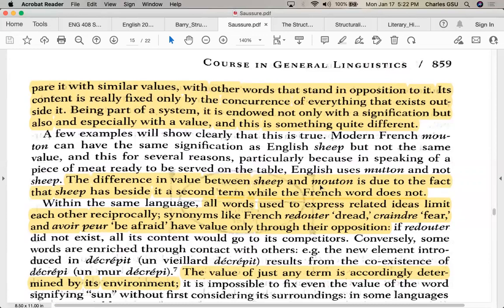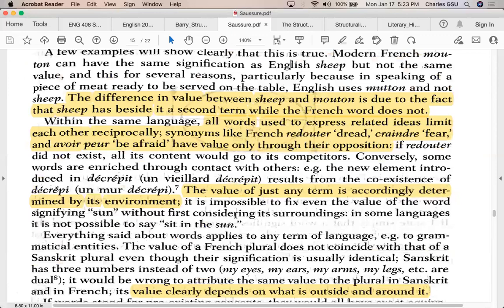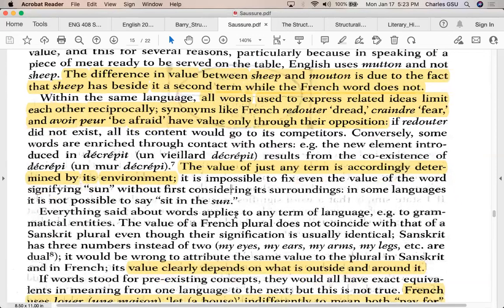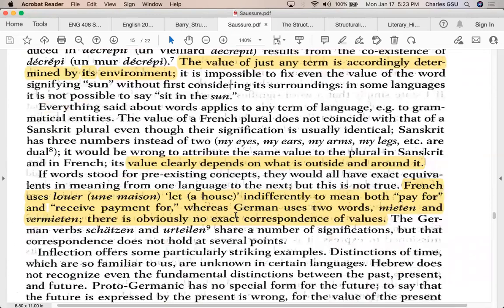Spelled differently than mutton. In other words, in English, we have the word sheep and we have the word lamb and we have mutton, but in French, there's only one word, right? So he's saying here the difference in value between sheep and mutton is due to the fact that sheep has beside it a second term that is mutton over here in English, while the French word does not. So that's value, right? And signification or meaning comes from the sign signified and signified together. So kind of, I hope, a simple concept.